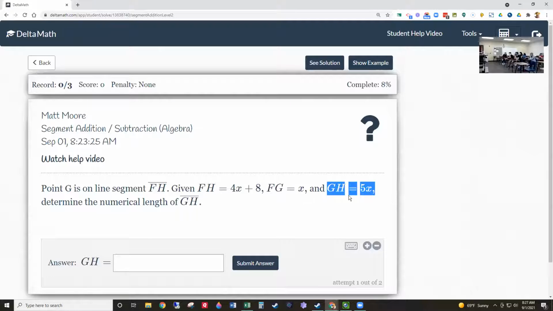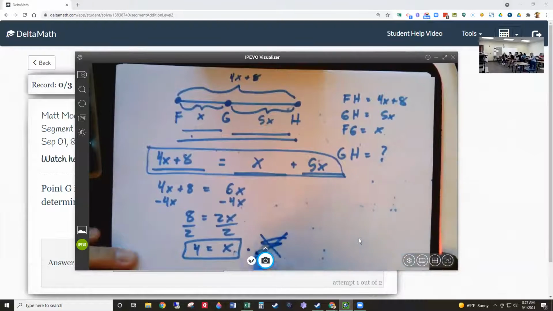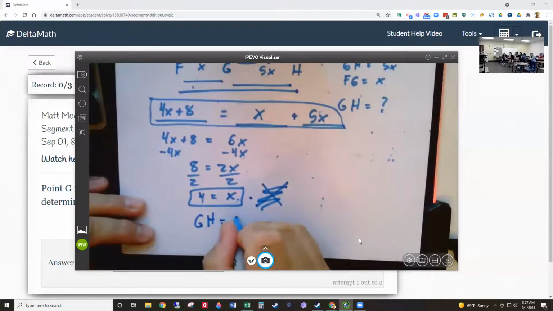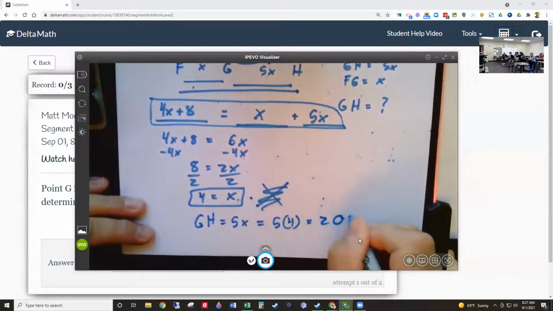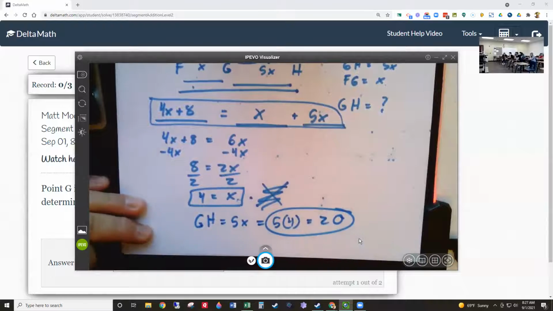What do I do with that x equals 4 to help me figure out GH? Just put 4 in the equation. Yeah, I agree with you. So if GH equals 5x, then that equals 5 times 4. Answer is 20. So GH would be 20.